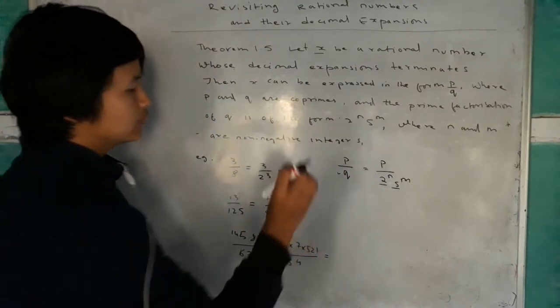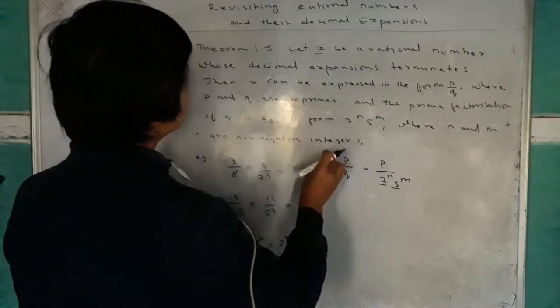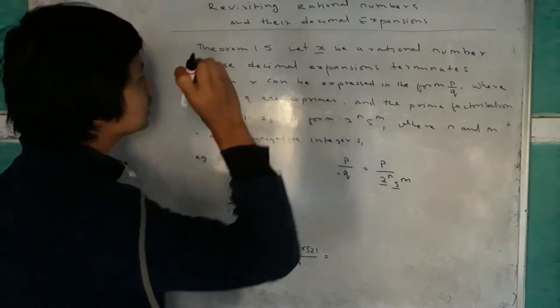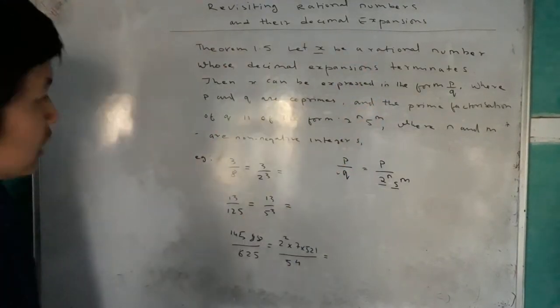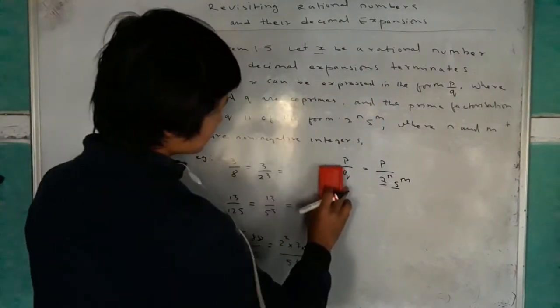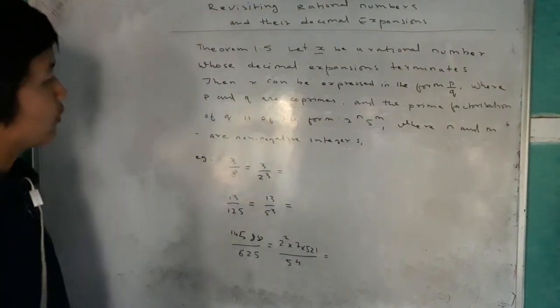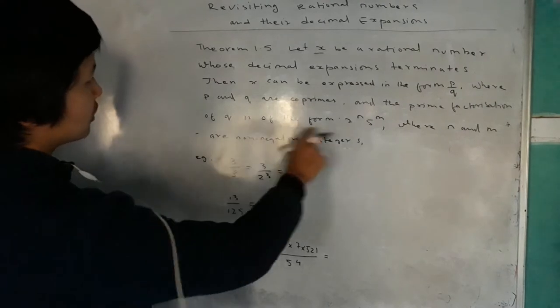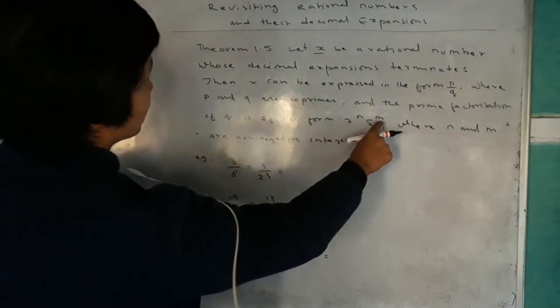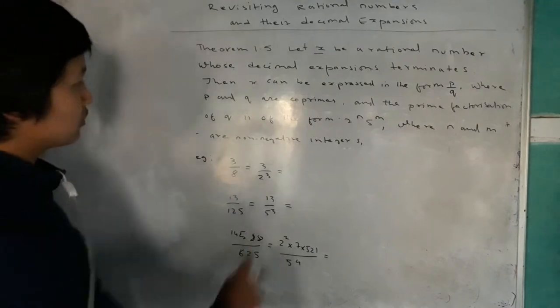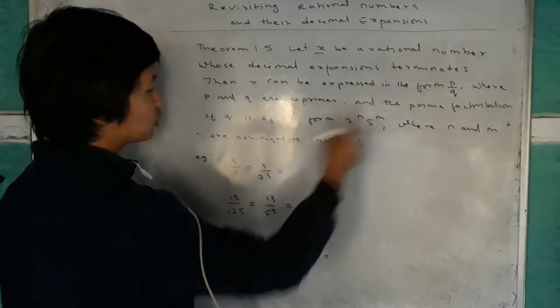Then this x is a rational number whose decimal expansion will terminate. This is our main theorem, what theorem 1.5 is trying to say. It is written in the form of 2 to the power n, 5 to the power m, where n and m are non-negative integers.